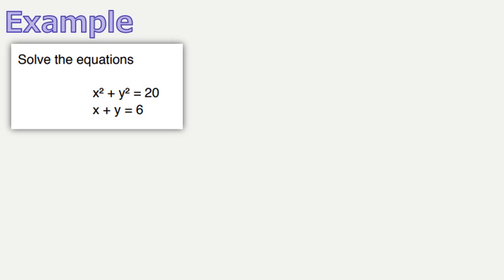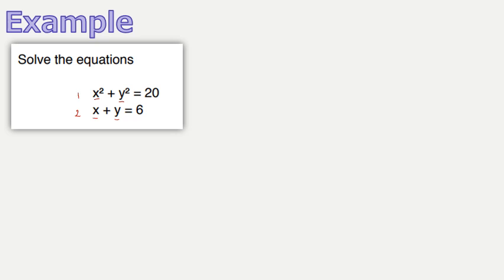So let's run through one whole example here. I've got x squared plus y squared is 20 and x plus y is 6. And we can see I can't just take away the x's because they're different terms. One's an x squared, one's an x. Same for y's, one's a y squared and the other's a y. So I can't just subtract them to get rid of them. That wouldn't work. So I've got to think about substituting.